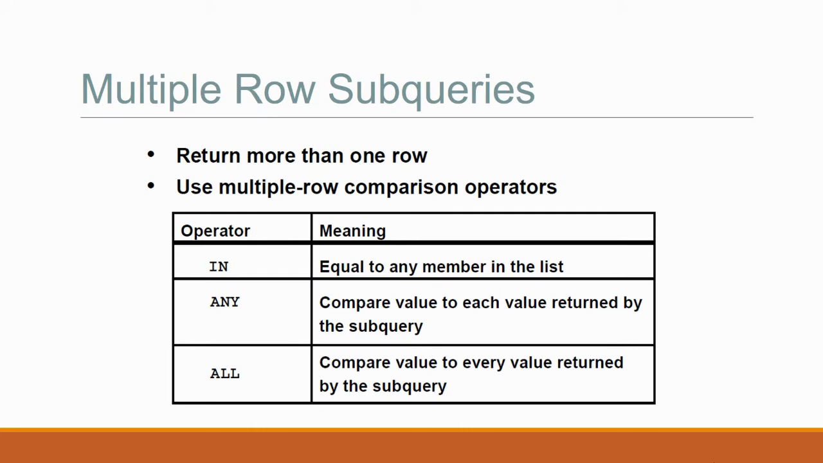Subqueries that return more than one row are called multiple row subqueries. You use multiple row operators like IN, ANY, and ALL. The multiple row operator expects one or more values.